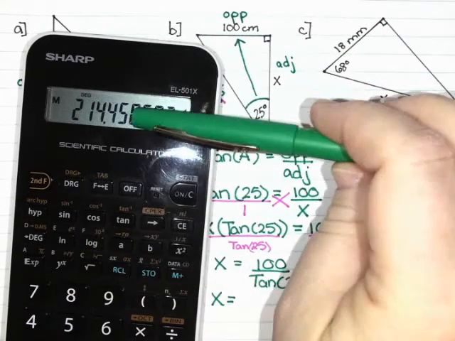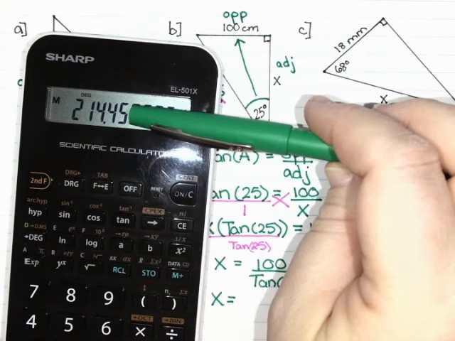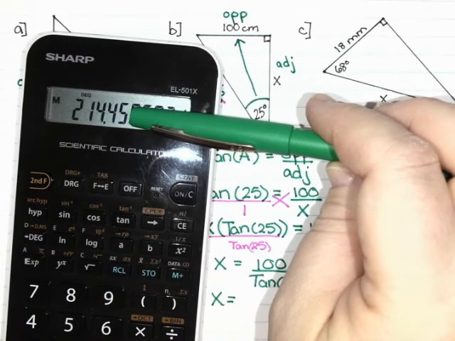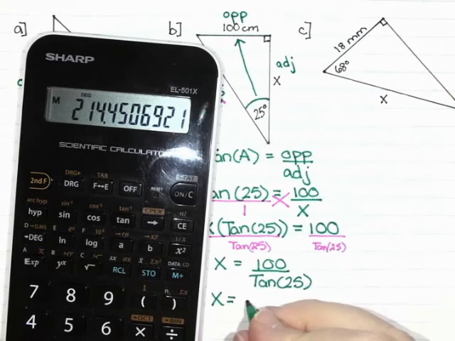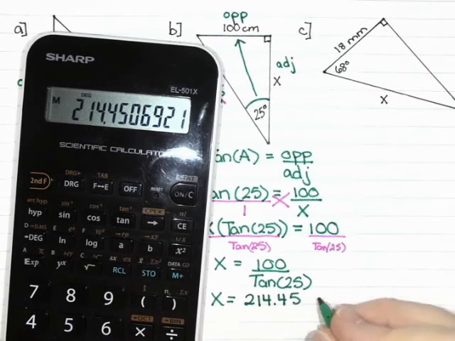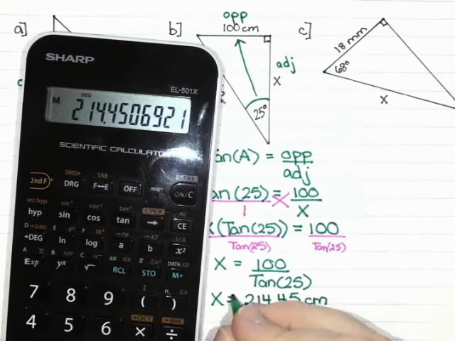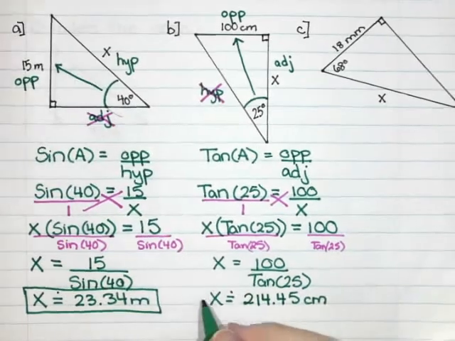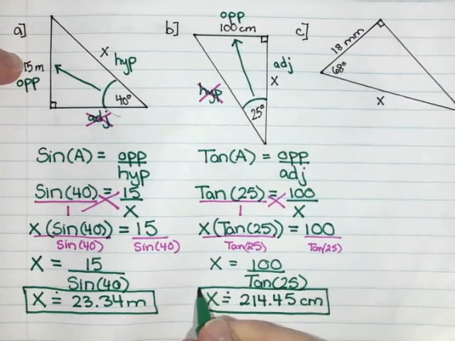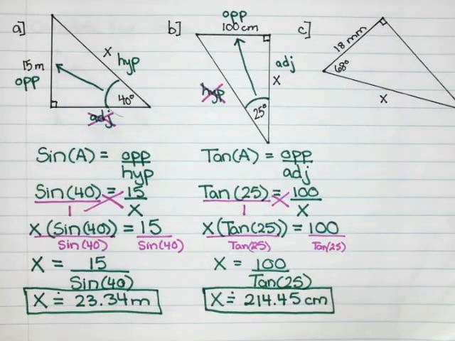And I get 214.45. The next number is a 0, so that's going to say 214.45. And that should be centimeters. And that's my final answer for x. X is 214.45 centimeters. You can join me in the next video to do the last example.